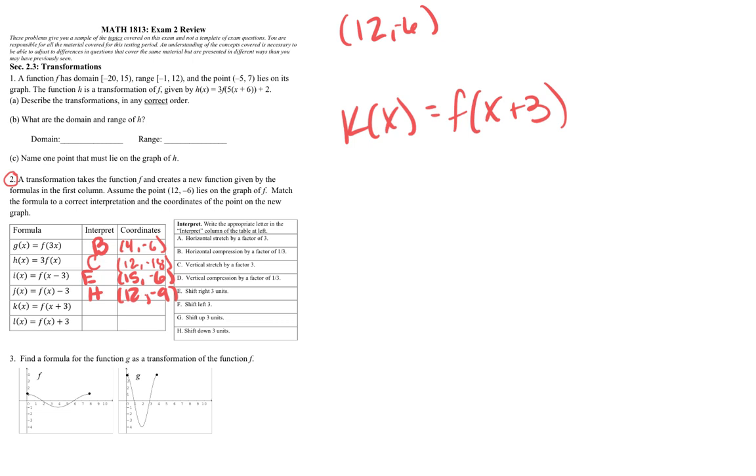So now we need to look and we see f. So we're going to drop f right here, and then since it's on the inside, we're only changing our x coordinate. So we're going to have 12 to the left minus 3. It's going to equal 9. So our new coordinate point is 9, comma, negative 6. We're going to drop that right here.